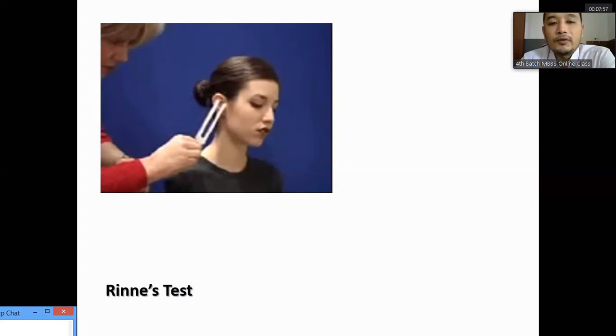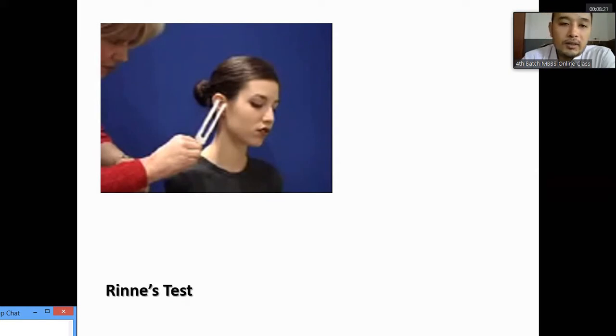For Rinne's test, you strike the upper 1/3 of the tuning fork on a rubber hammer or on your elbow, and it vibrates. Then you keep it 4 centimeters away from the ear that is being tested, and you ask the patient to tell you when he or she stops hearing the sound from the tuning fork.